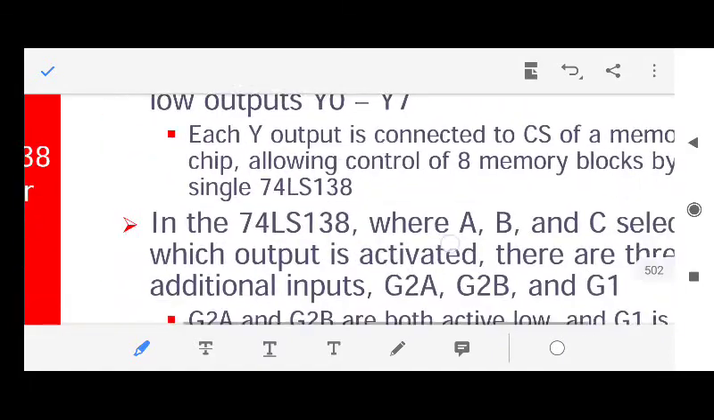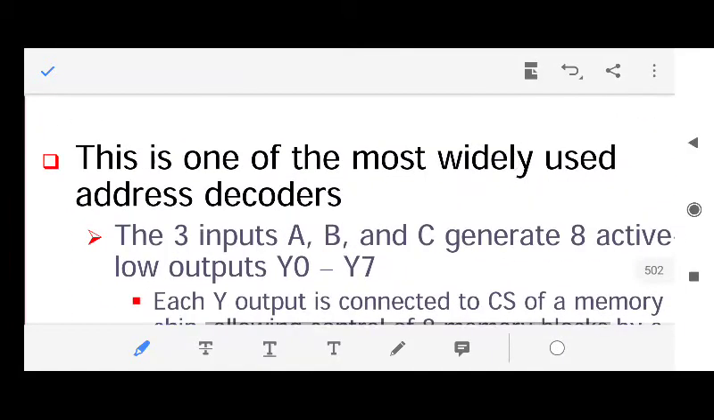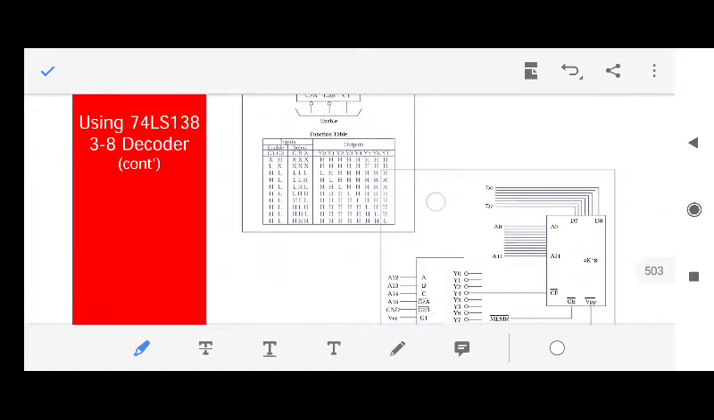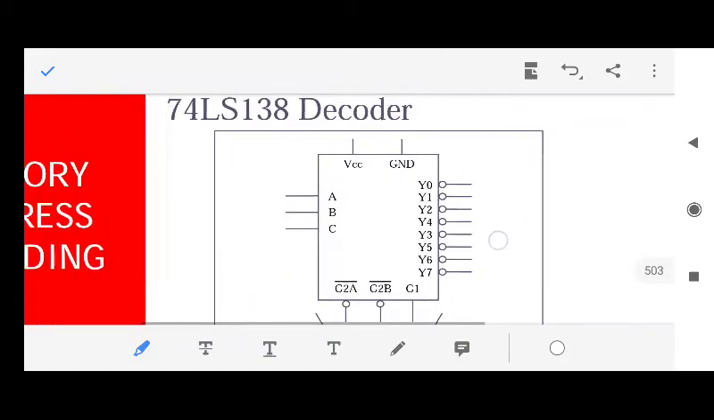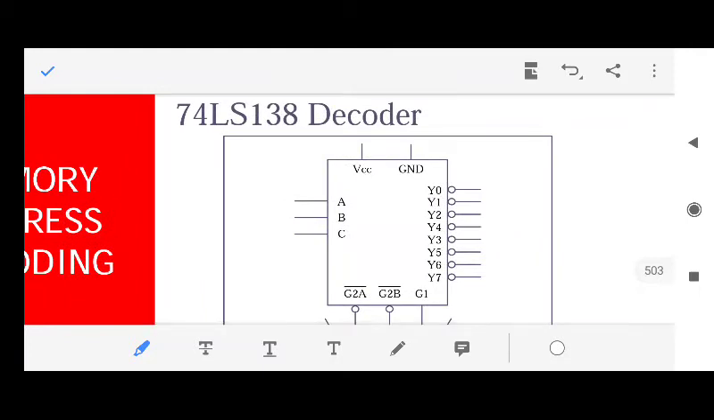In that case, you use this kind of decoder. This is a decoder which is extensively used for the connection of a microcontroller and external memory. That's why we are taking this example. Although there are n number of decoders available in the market, we are using this decoder just because it is extensively used with 8051. What is this decoder?